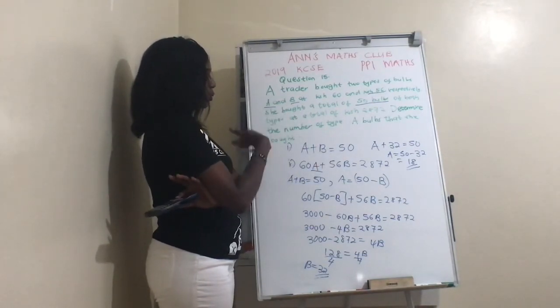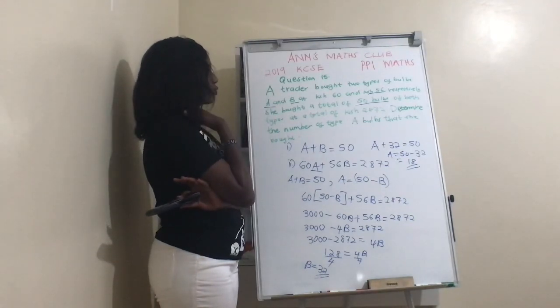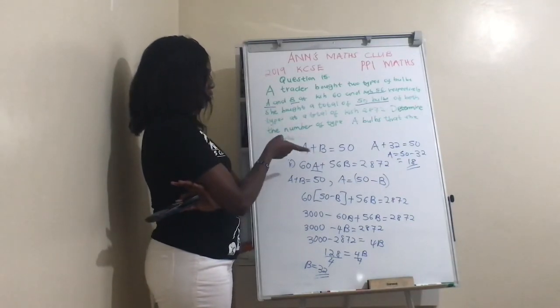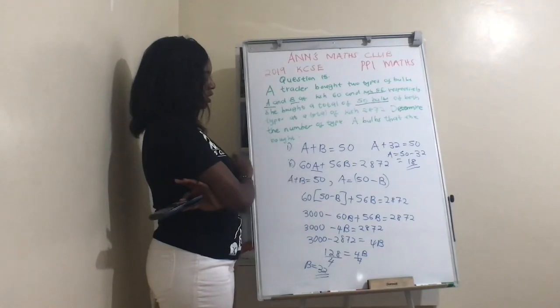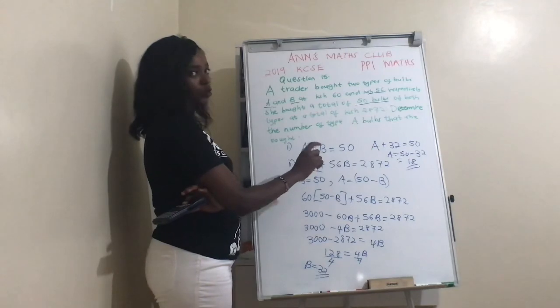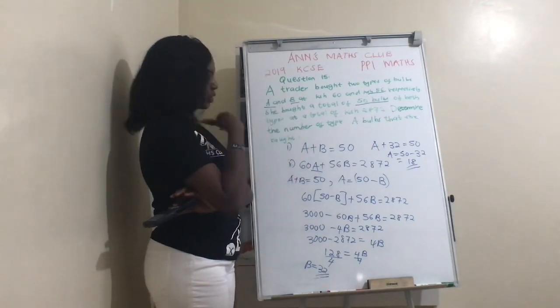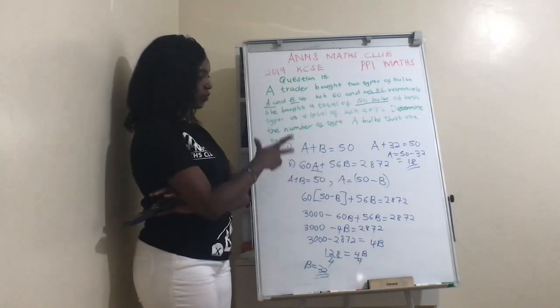For equation 2, we can use the amount of money that she spent. For the type A bulb, it was 60 shillings, type B 56, and the total that she used was 28.72. So once you do it, that is how you get your A.